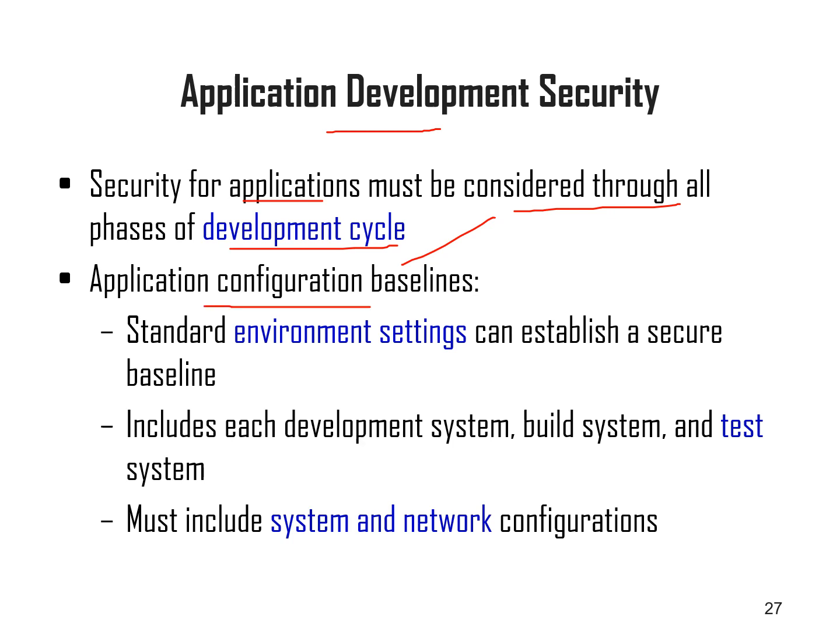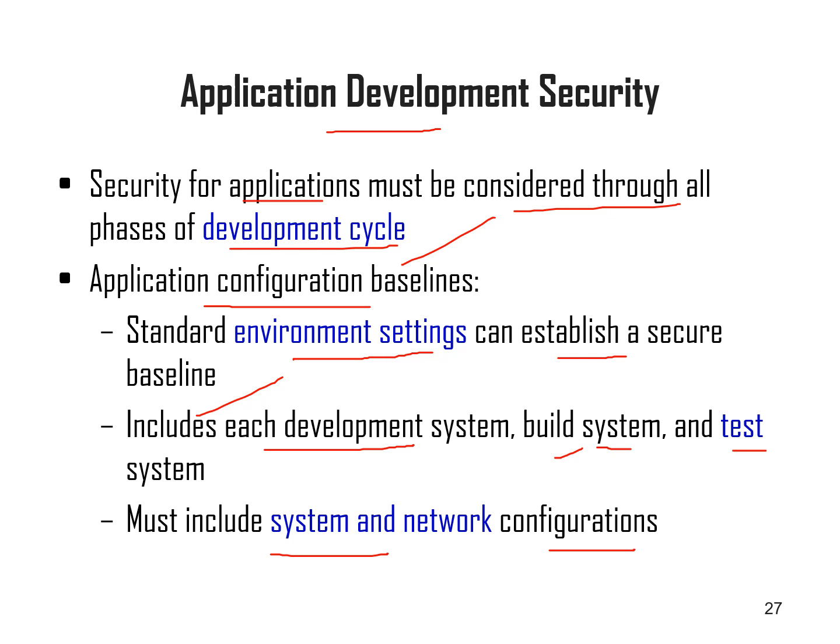Application configuration baselines. So what are the baselines, the basic things we have to follow? Standard environmental settings can be established. A secure baseline includes each development system, build system and test system, and must include the system and network configuration. So these are the application configuration baselines. Standard environment settings can be established to secure a baseline. It includes each development system, a build system and a test system.